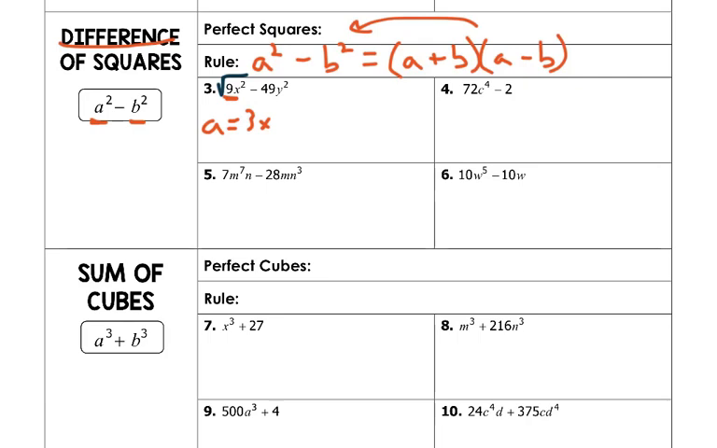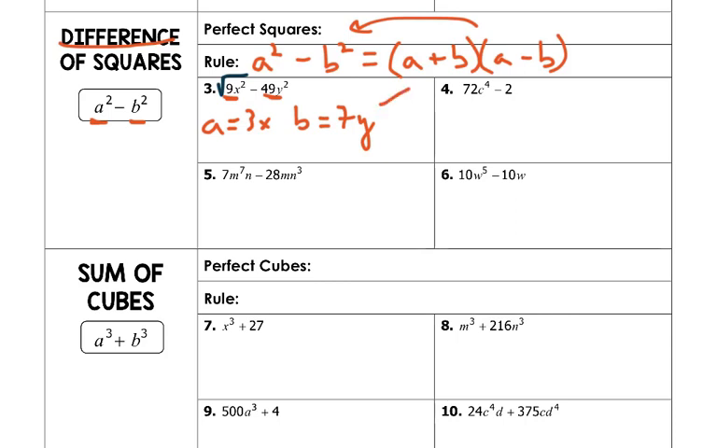49. What is the square root of 49? And this, by the way, is going to represent our b once we take the square root. So b equals 7. 7 times 7 is 49. Y, because y times y is y squared. So now we have a and b.